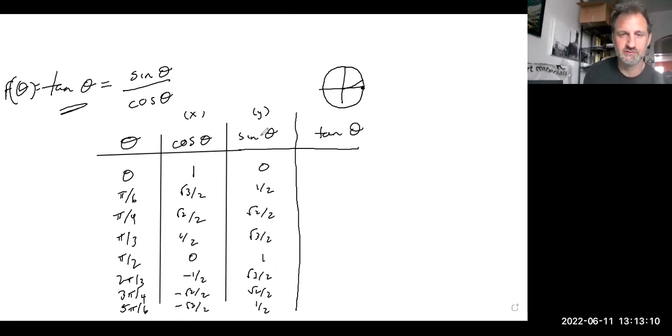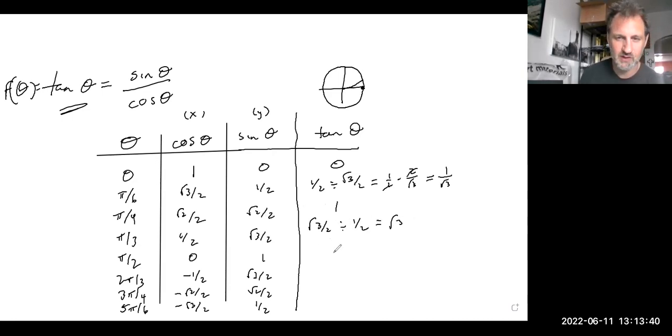Okay, so tan is the ratio of sine to cosine in that order. So tan 0 is 0. This is 1/2 divided by the square root of 3 over 2. Well, that's going to be 1/2 times 2 over the square root of 3. So that's 1 over the square root of 3. Square root of 2 over 2 divided by square root of 2 over 2 is 1. Be careful here: square root of 3 over 2 divided by 1/2 equals the square root of 3.